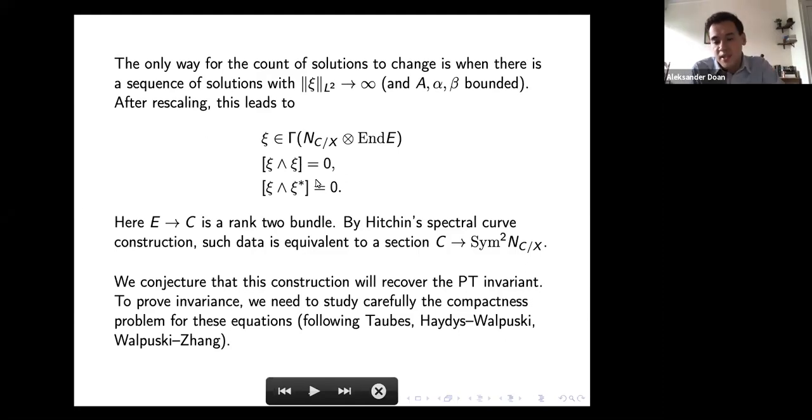Anyway, so this is a conjecture, and I think it's an interesting problem to study compactness for these equations. And actually, this is related to a lot of recent work done by Taubes, Haydys, Walpuski, Zhang on the study of so-called generalized Seiberg-Witten equations, which exactly have this property that the moduli space is non-compact, but we know what causes the non-compactness. So I think this is a nice problem at the intersection of holomorphic curve theory and gauge theory. And yeah, let me finish there.